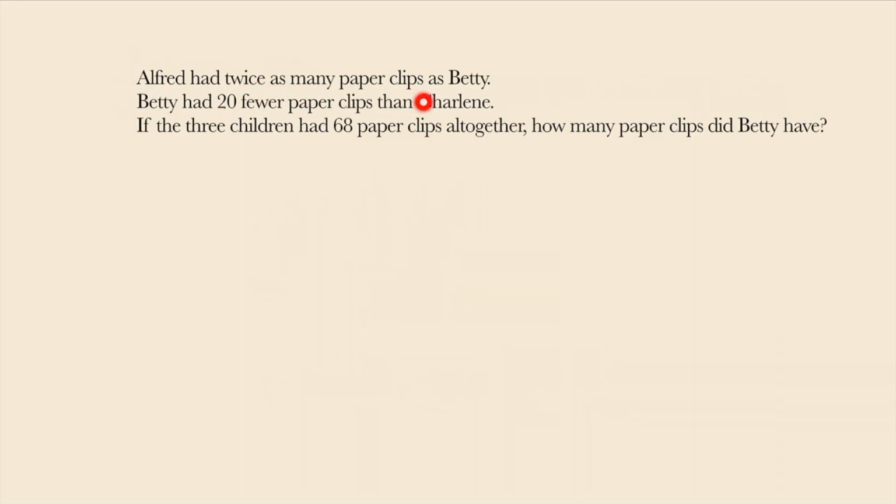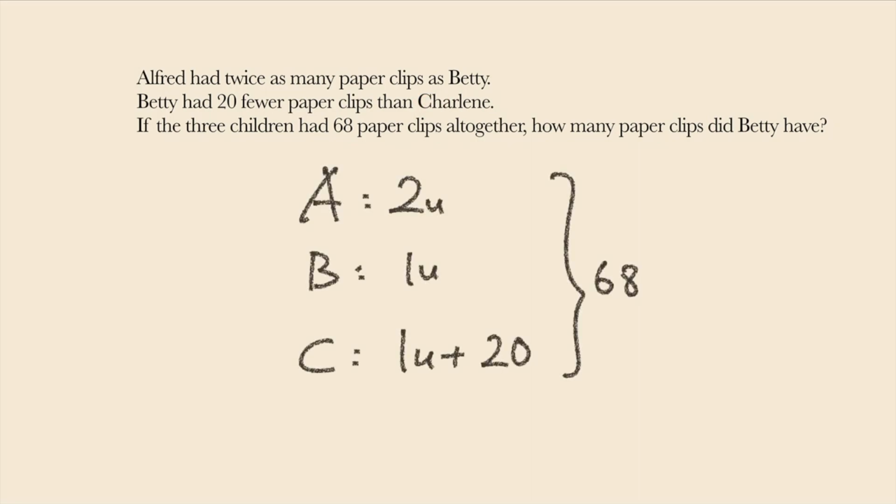Alfred had twice as many as Betty. So let's show that. Alfred twice as many as Betty, 2U and 1U. If Betty had 20 fewer. Now, Betty having 20 fewer also means Charlene had 20 more. So whatever Betty had, Charlene had 20 more than that. And the total is 68.